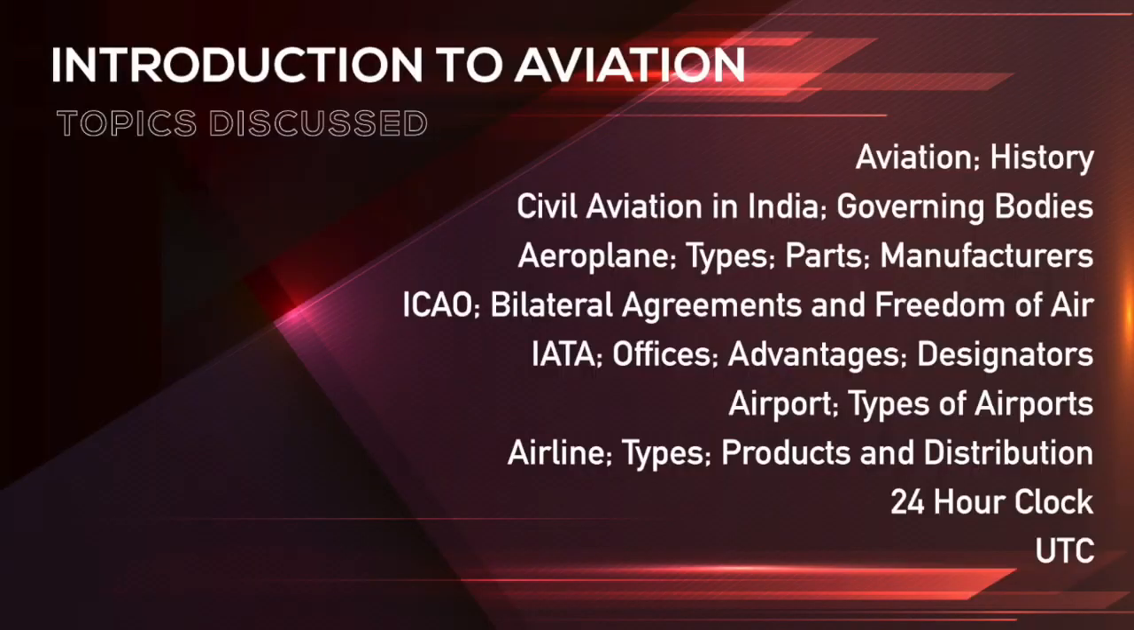During the course of this tutorial, we will be emphasizing the introduction to civil aviation, and the following areas will be covered: aviation history, civil aviation in India, Indian civil aviation governing bodies, aeroplanes, types, parts and manufacturers, ICAO, bilateral agreements and freedom of air, IATA offices, advantages and designators, airports and the different types of airports, airline, different categories of airline, airline products and distribution, 24 hours clock, and universal time coordinate.